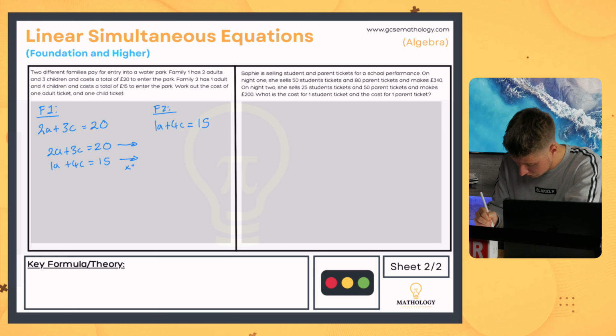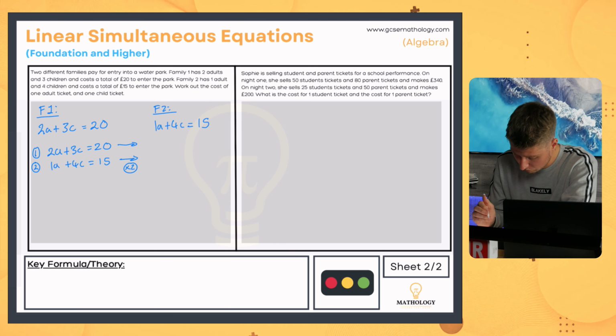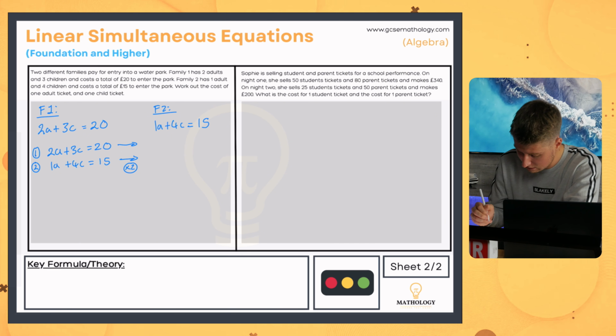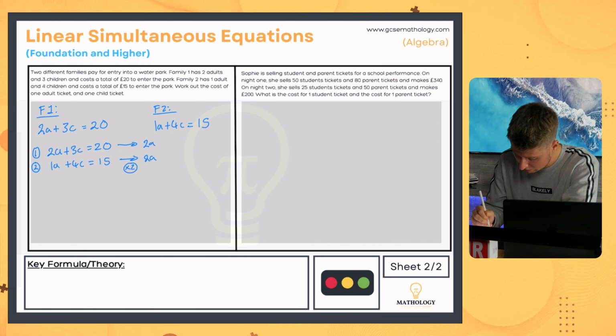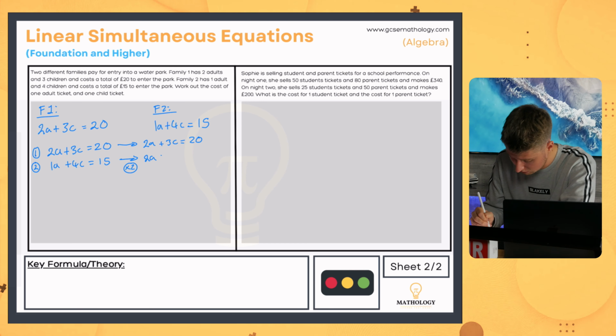If we multiply equation 2 by 2, we're going to get the number in front of a the same. So 2a for the first equation and 2a for the second equation. Plus 3c equals 20, and then for equation 2 we get 2a plus 8c, and this is equal to 30.